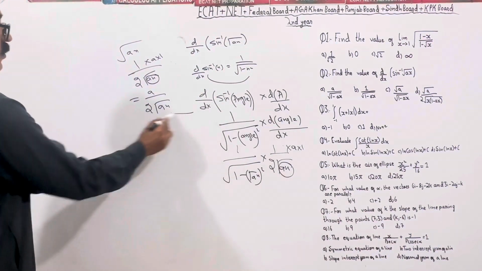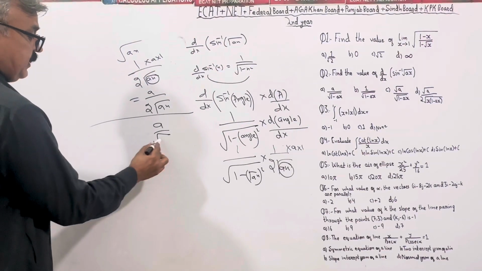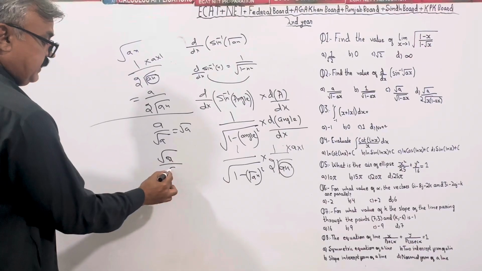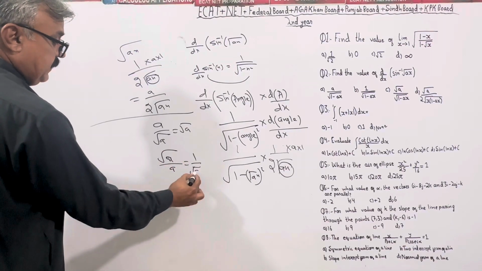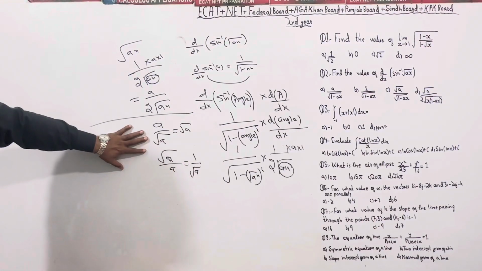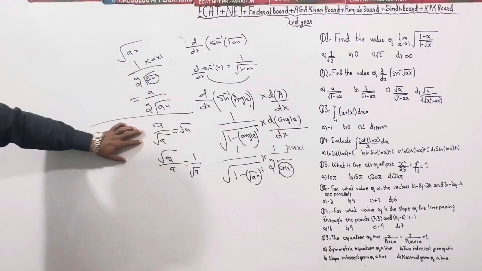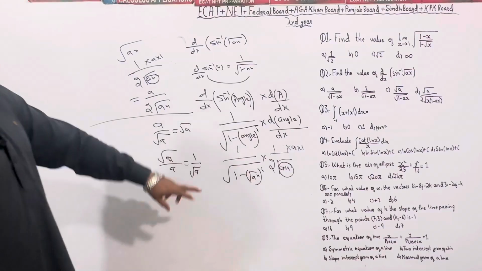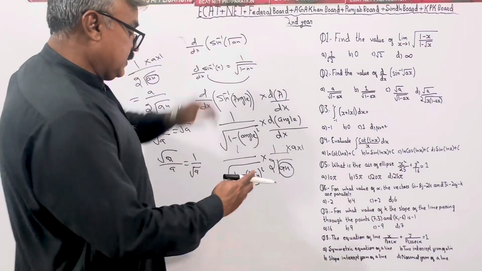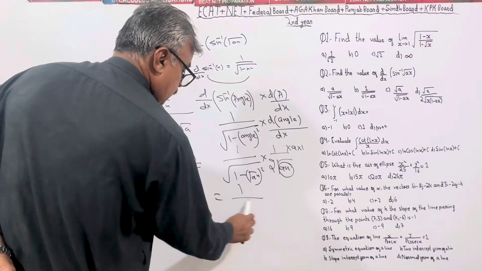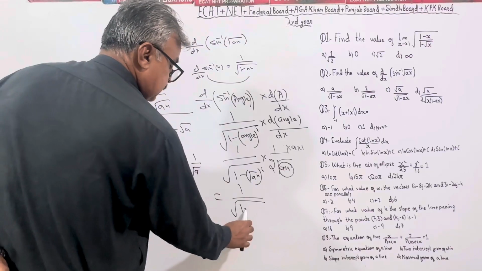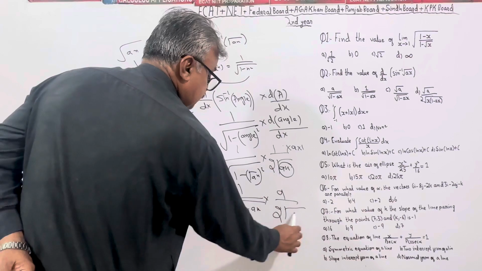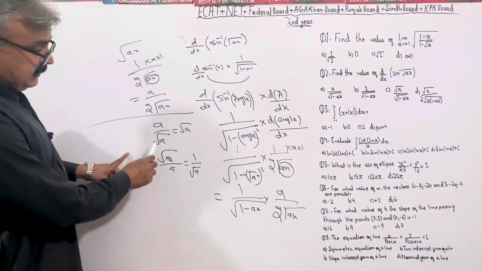One more tip: a over root a is equal to root a, and root a divided by a is equal to 1 over root a. By simple rationalization, or you can keep these things in mind for such type of question. Let me sort out this question. 1 upon 1 minus, the square and root cancel, it will become ax, times a over 2 root ax. Now this situation prevails.